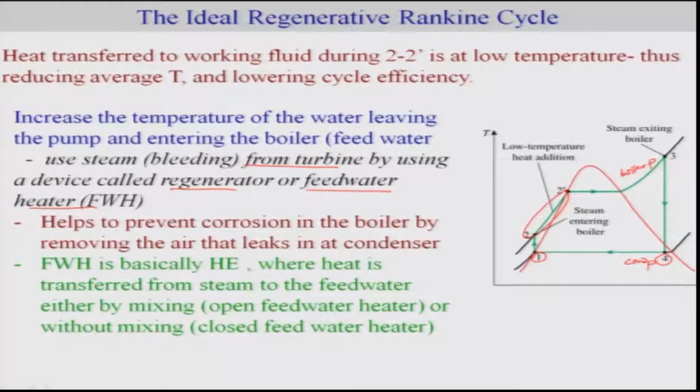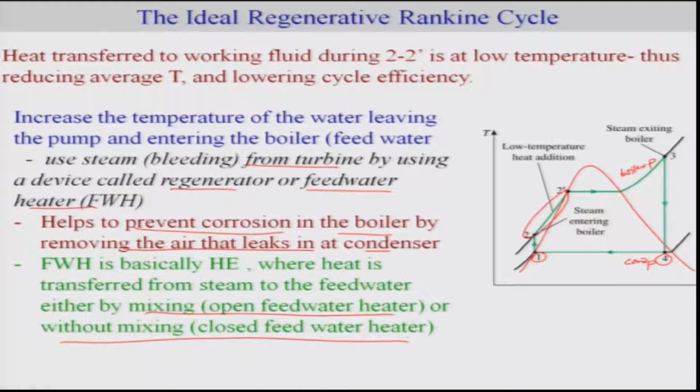One of the key advantages of this is, of course, that you are using some part of the heat from the turbine, using some part of the steam itself in order to increase the temperature of the water which enters the boiler. But more importantly, it also helps to prevent corrosion in the boiler, okay, by removing the air that leaks in at the condenser. So what are the different forms of feed water heater, which is nothing but a basic heat exchanger? You can have direct mixing, which we call an open feed water heater, or closed feed water heater, which is without mixing, okay.